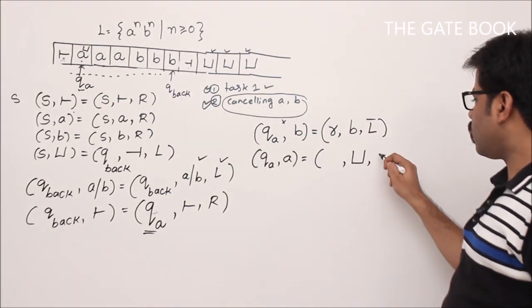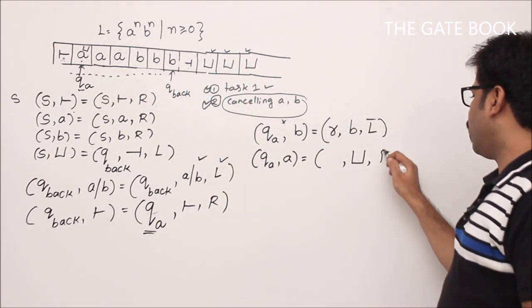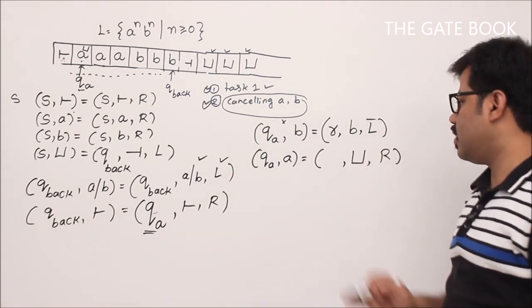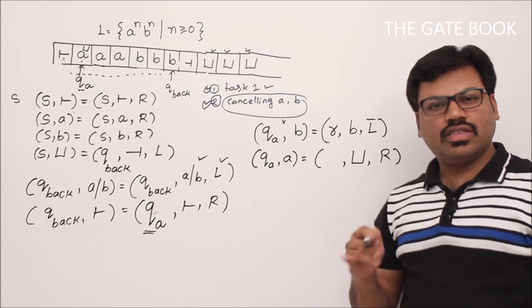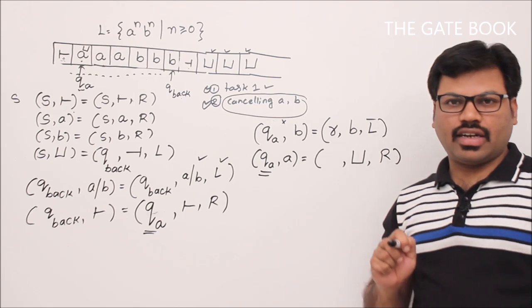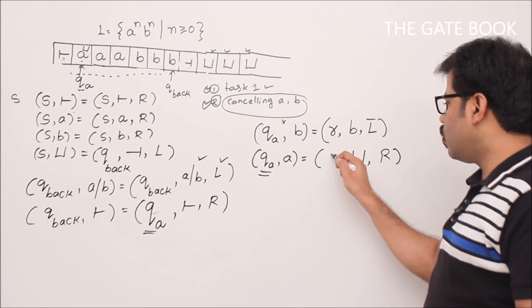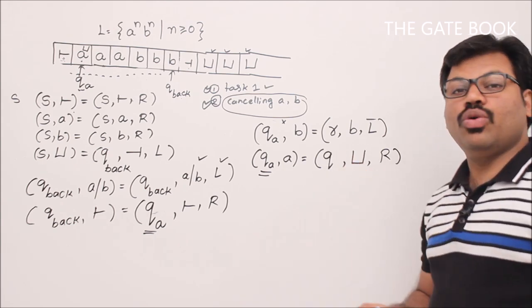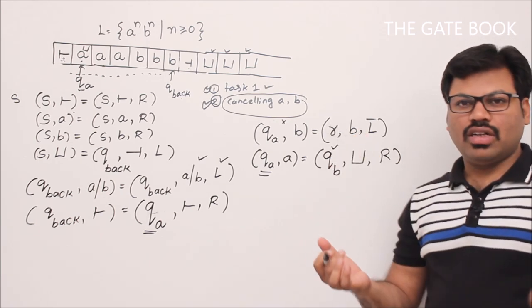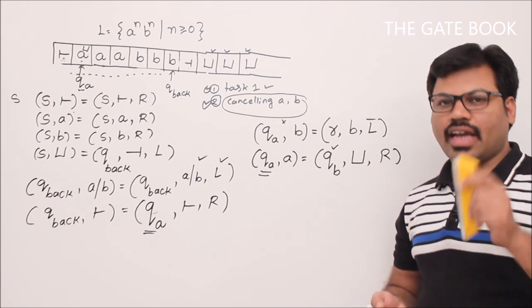Then what to do? Should I go right or left? We are going right side, correct? So that's why we have to go right, because to cancel B, the B's will be on the right side. That's why I'm taking the right direction. But should I change state? Yes. What is the duty of QA? Searching for A and cancelling it, right? Once it cancels one A, it should not cancel further A's. Then it should go to a state called QB. What is QB? Mr. QB, just now you got shape, just now you got a job, and your job is searching for B and cancelling it.